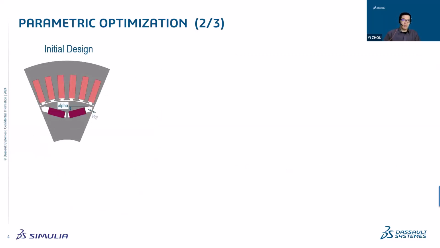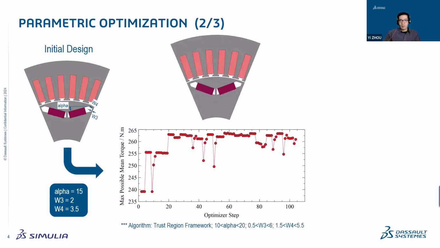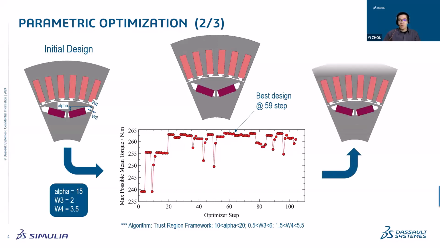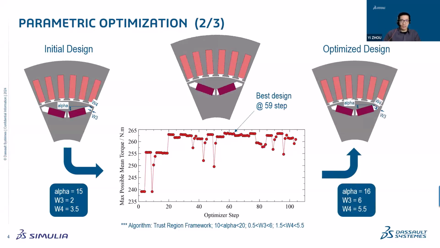So how does the parametric optimization look? We have an initial design with alpha, W3, and W4 of 15, 2, and 3.5. With the parametric optimization of around 100 steps, we can get the optimized design. During optimization, we set alpha from 10 to 20, W3 from 0.5 to 6, and W4 from 1.5 to 5.5. After 100 steps, we find the optimized design at around step 59. This is how our optimized design looks, with a new set of alpha, W3, and W4 of 16, 6, and 5.5.